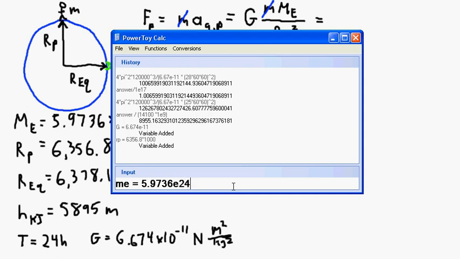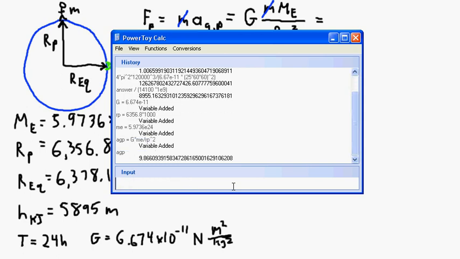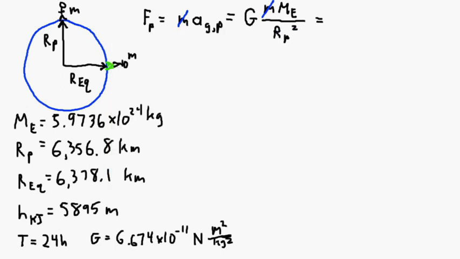Okay. So there is mass of the Earth. Now we want to find acceleration, AGP, I'm going to call it, at the pole, which is going to be capital G times ME divided by RP squared. Okay, and AGP is then going to be 9.866 meters per second squared. Seems a little high, but okay. So 9.866 meters per second squared is G at the pole, or acceleration due to gravity at the pole.